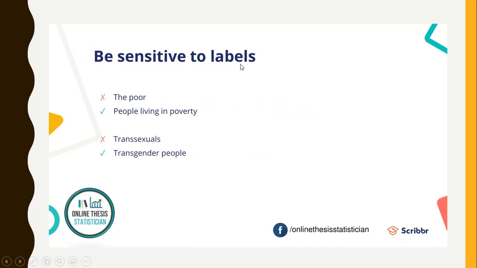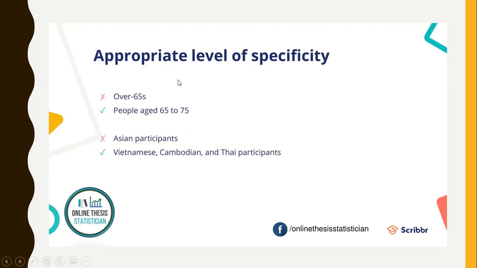Be sensitive to the labels. You do not use "the poor." Instead, you use "people living in poverty." You do not use "transsexuals." You use "transgender people." It's important to be sensitive to labels. It is, again, part of what? Research ethics.